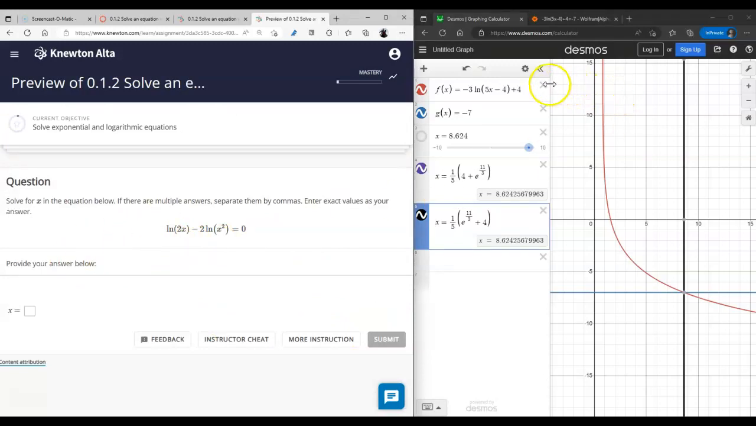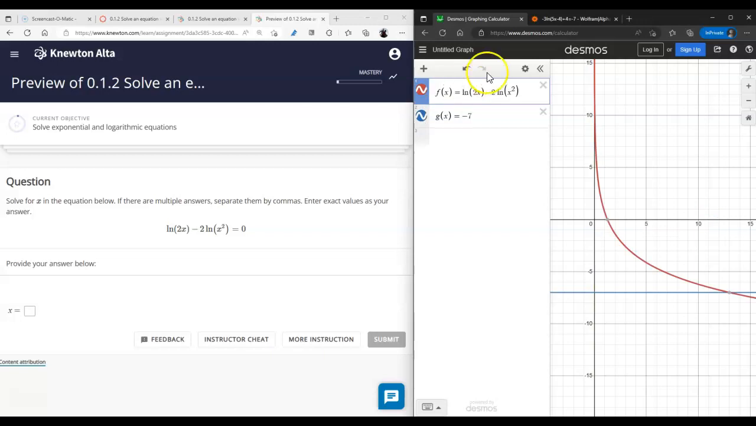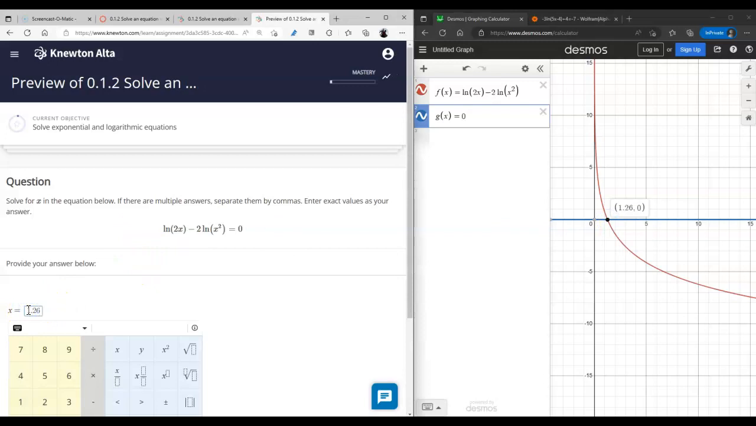All right, this one, let's do the same thing. Let's first use Desmos, and then we use Wolfram Alpha. So ln 2x minus 2 ln x squared, and on the right side we have 0. So what we're looking for is the actual x-intercepts. Oh, 1.26. I wonder if it's rounded or not.